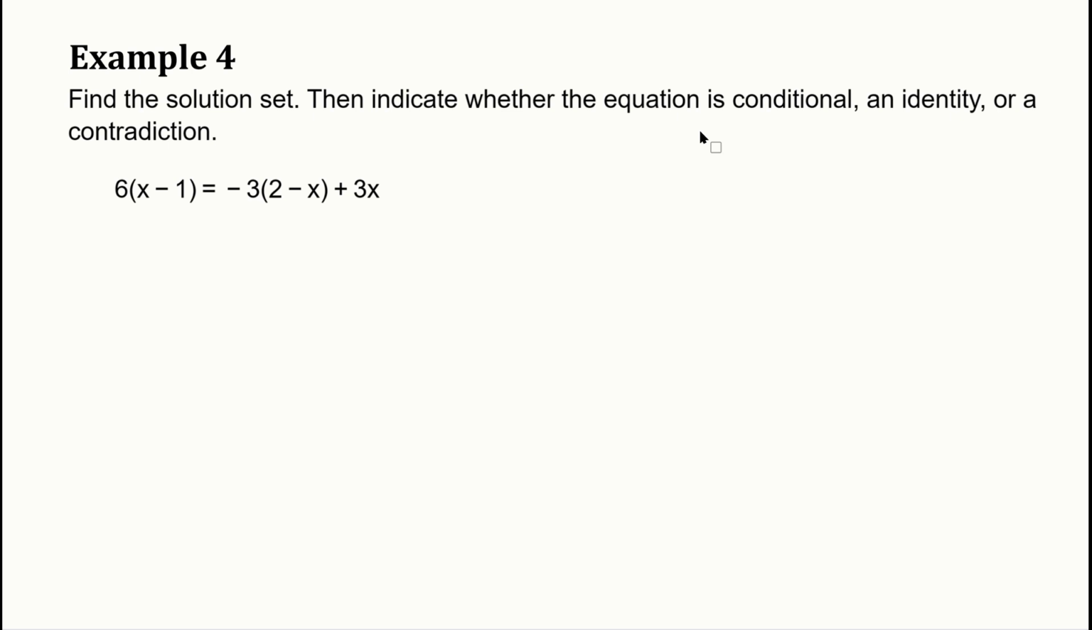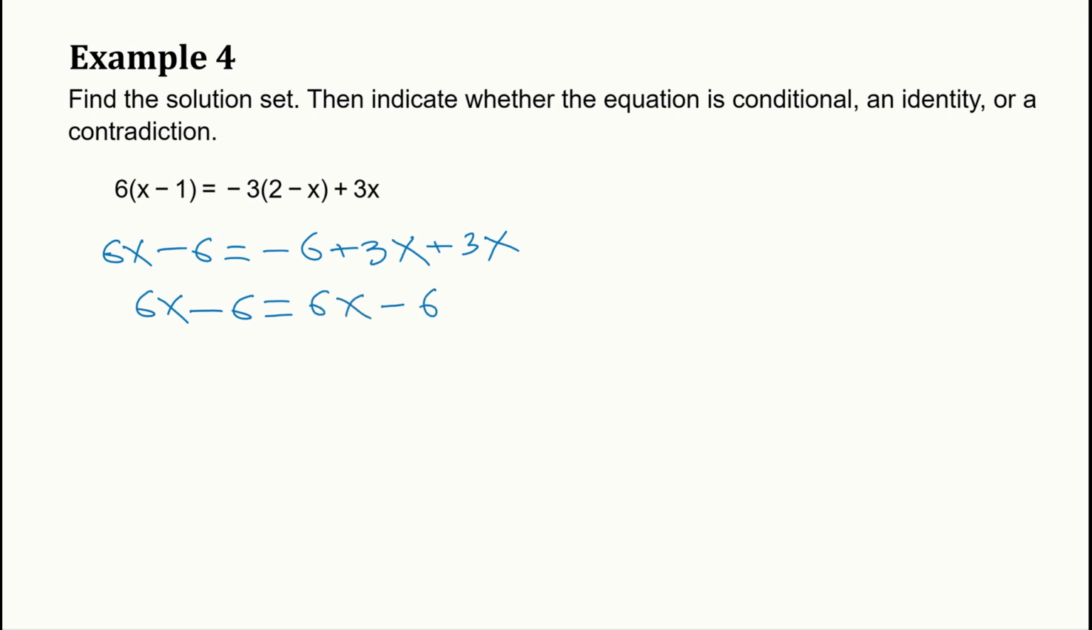All right, welcome back. So we just distribute the 6, right? So we get 6x minus 6 equals, on the right side, we're going to distribute the -3. And remember, the distribution ends where this parenthesis closes, so you only distribute the -3 by these two terms. So we get -6 plus 3x, and then we already have a plus 3x, so don't forget that. So notice we get 6x minus 6 equals 6x minus 6.